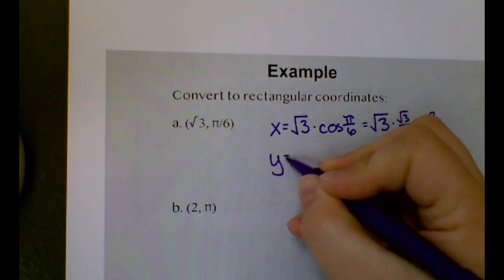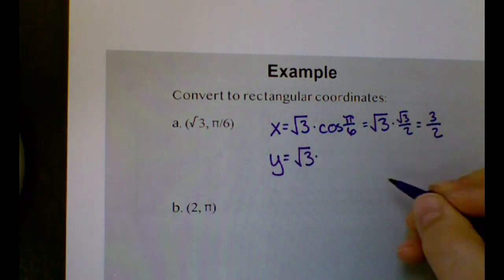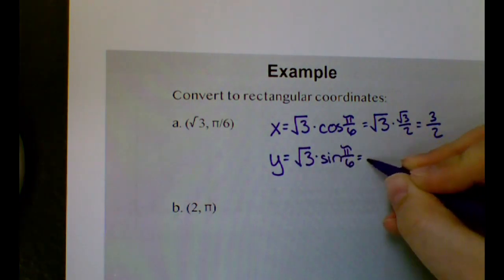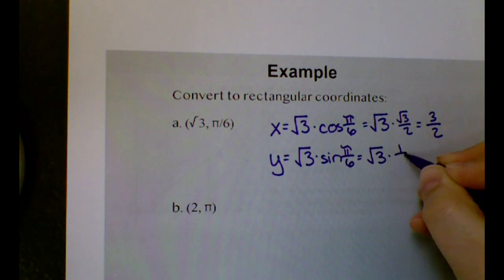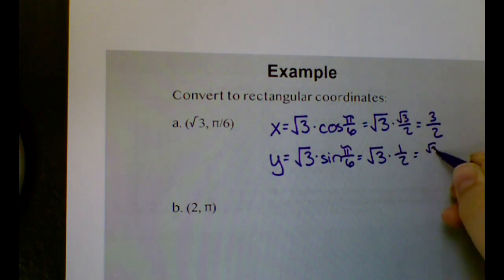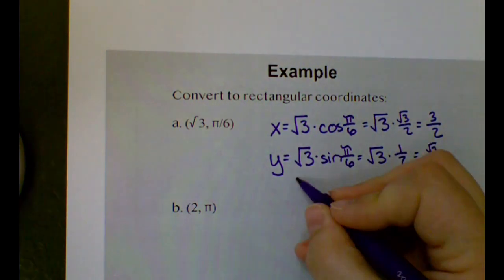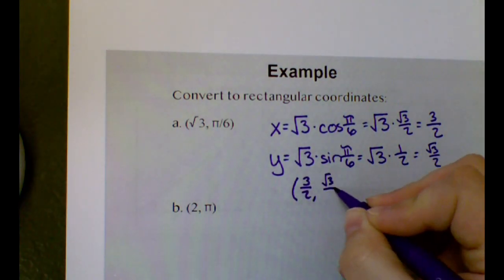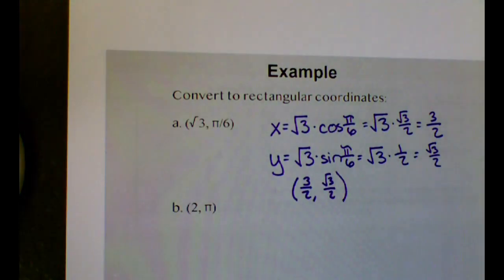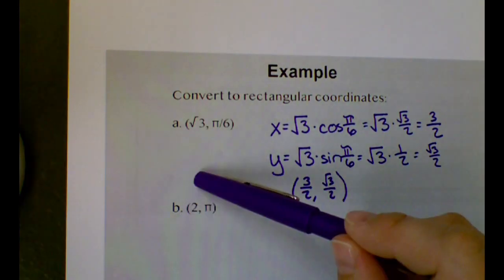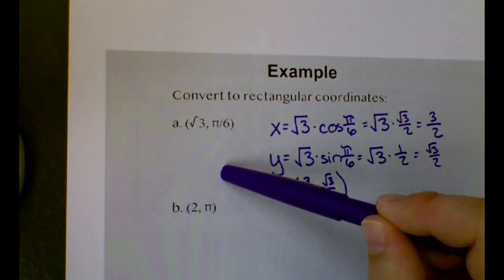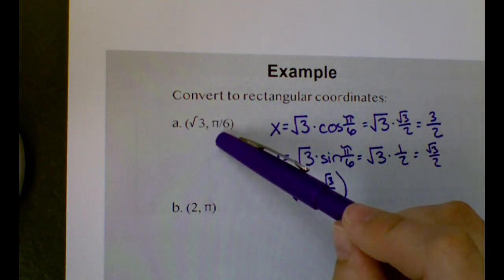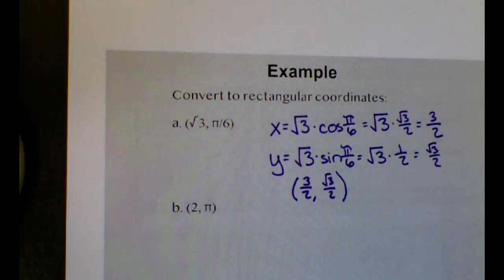To get my y coordinate, I take my radius, which is square root of 3, times the sine of my angle, pi over 6, which means I have square root 3 times 1/2, which is square root 3 over 2. So that means my coordinate is 3 over 2, comma, square root 3 over 2. Now thinking about that, it should be up in the first quadrant. Well, a positive radius and pi over 6 is in the first quadrant, so we're good.